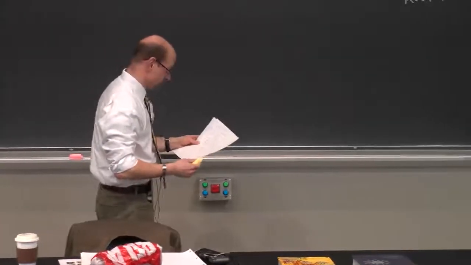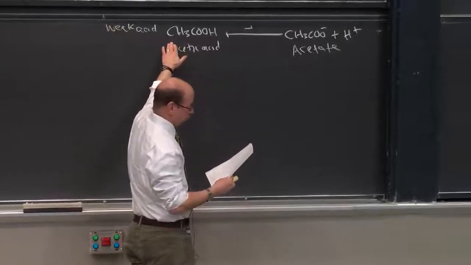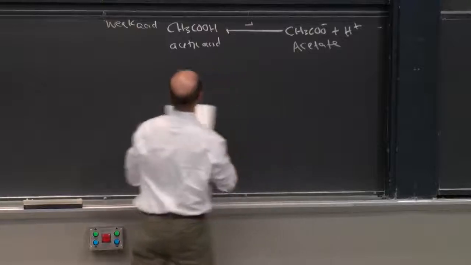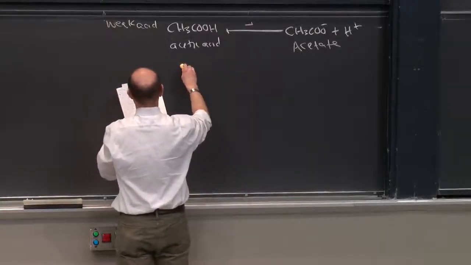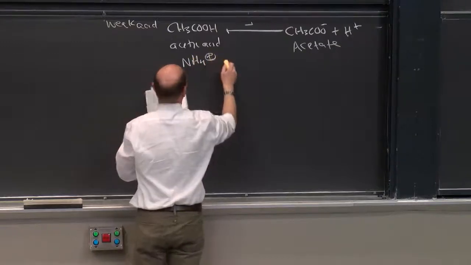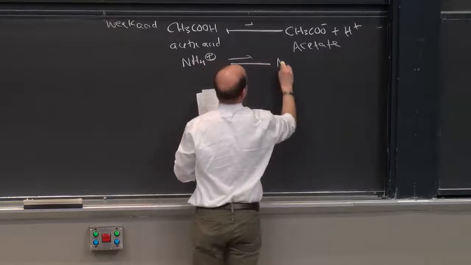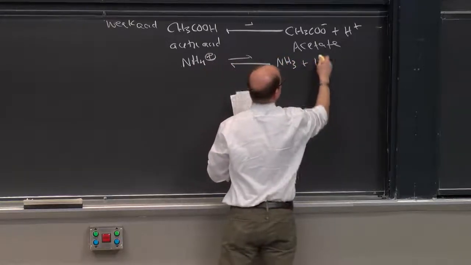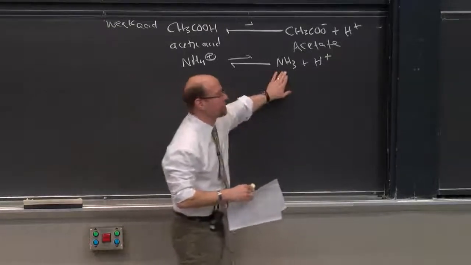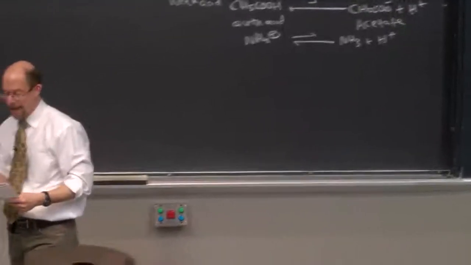In acetic acid, the acid is neutral, right? And the base is negatively charged, right? But I could just as easily consider, for example, ammonium, NH4 plus, right, which dissociates into ammonia plus a proton. And in this case, the acid is positively charged and the base is neutral. So don't confuse charge with something being an acid or a base.